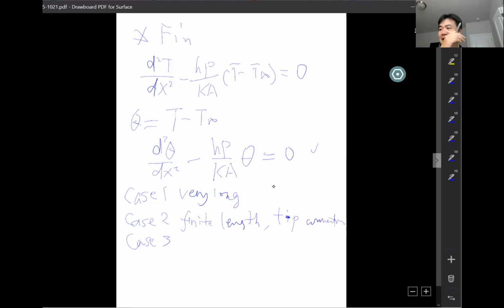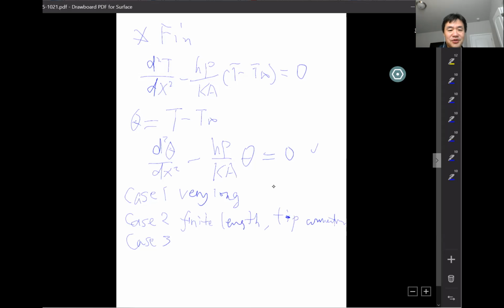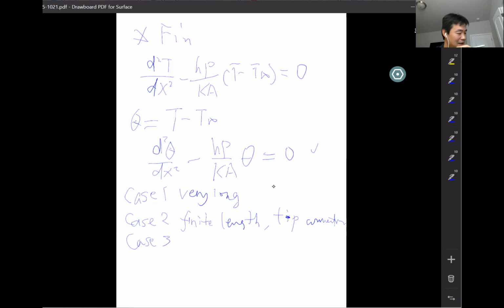So at the finite length, there's always some heat left when the heat flow reaches the tip. Does that make sense? So at the end, it's a convection boundary condition. By the way, this is the 1D differential equation, so your boundary condition will be in the x direction, at the end of the x direction. In this drawing, the end of the x direction is the tip, the ending phase of the thing.